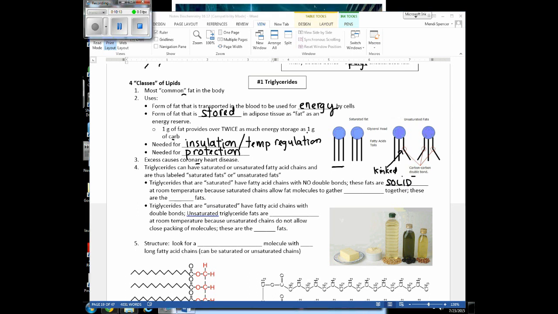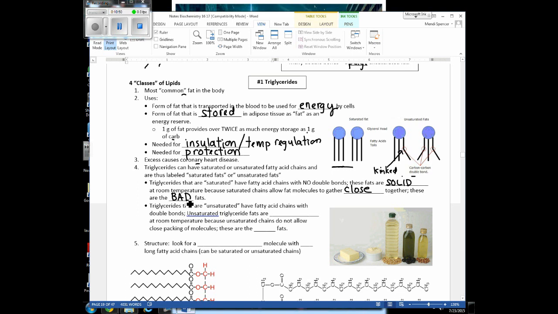Now let's talk about why they're solid at room temperature. If you notice, there are no kinks in the fatty acid chains, and I can really pack these molecules close together. And in a solid, molecules are closer together than when they're in a liquid. The fact that there are saturated chains and there are no kinks allows these fat molecules to gather very close together to form a solid. These fats that are saturated are considered the bad fats. Like I said, you can tell a bad fat if it's solid at room temperature.